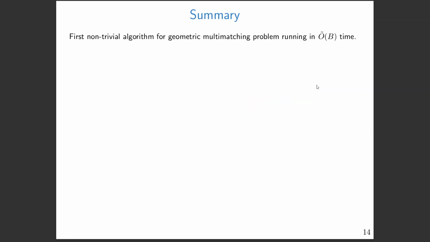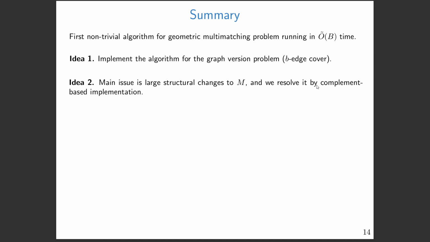So here is our summary. We obtained the first non-trivial algorithm for the geometric multi-matching problem running in near b time. As a main technical block, we implement the graph version of the BH cover algorithm efficiently, where the main structural issue comes from the large number of changes to M. We resolve it by our new idea of complement-based implementation.